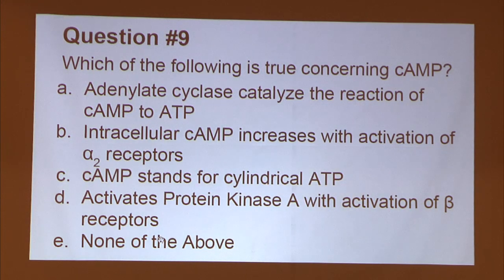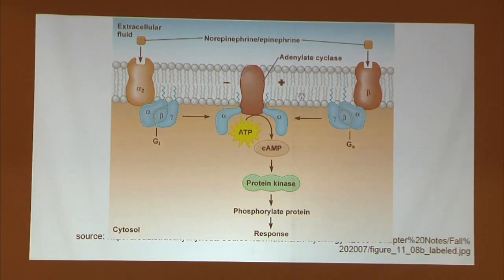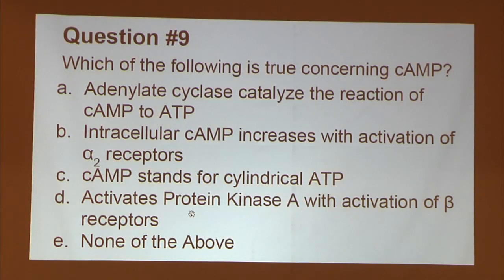D says it activates protein kinase A with the activation of beta receptors, and beta receptors are going to cause cAMP to activate protein kinase, well, specifically protein kinase A. So D is true. D is the correct one. E was just none of the above, but D was right, so we can't just pick that.